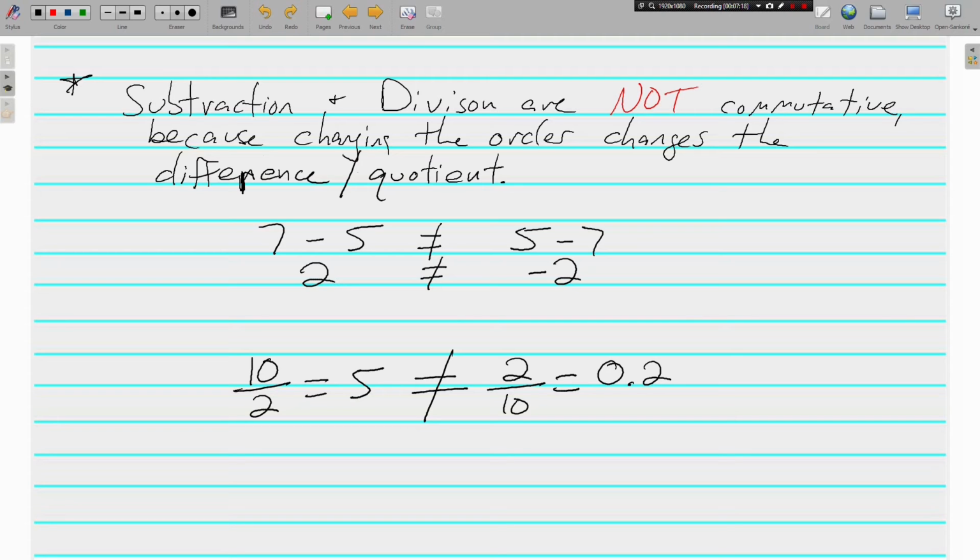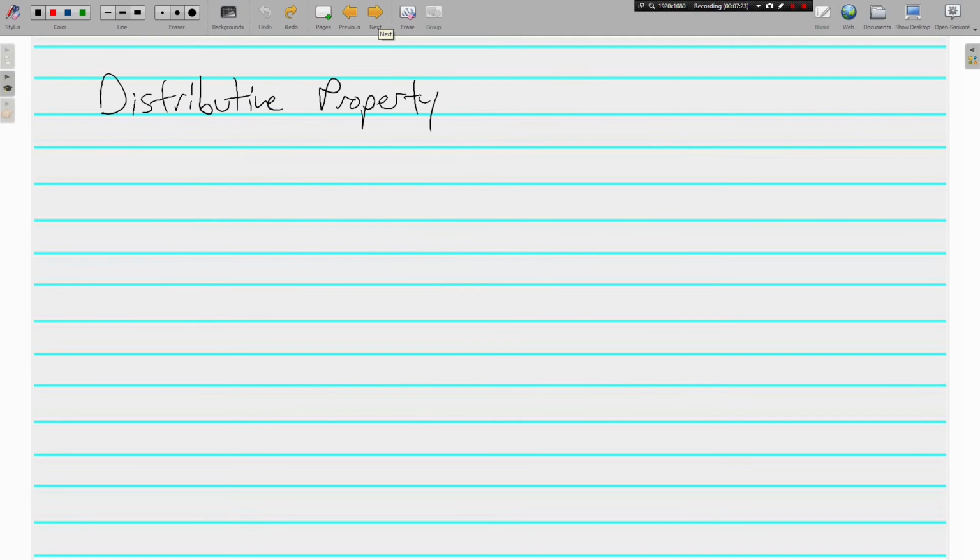Alright, one more property to look at, and that is the distributive property. There's not really a definition we're going to write down. I'm just going to show you how it works. The distributive property offers us another way to evaluate expressions. This is example 1 here.